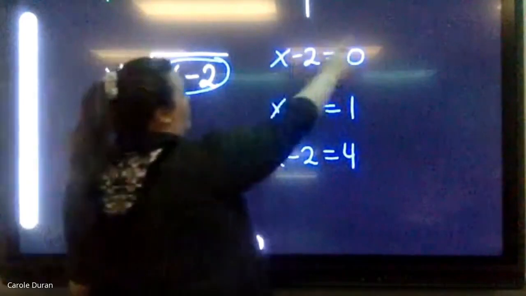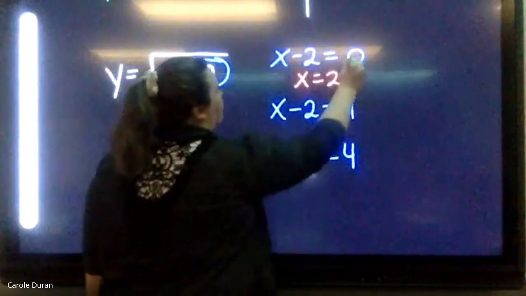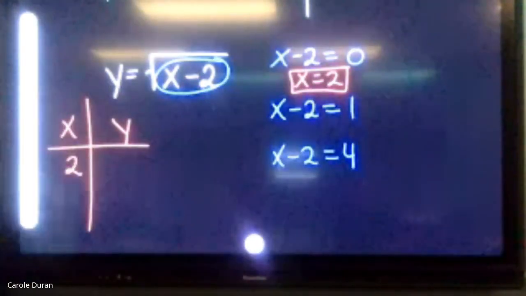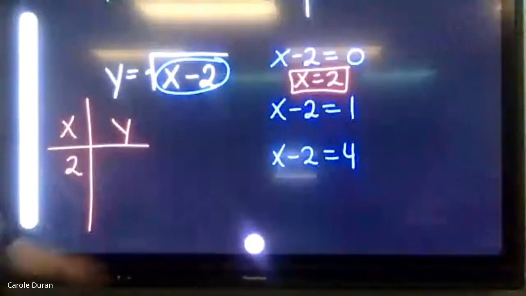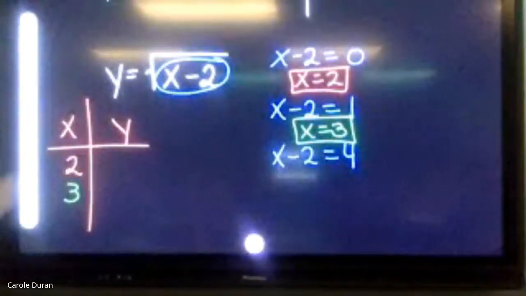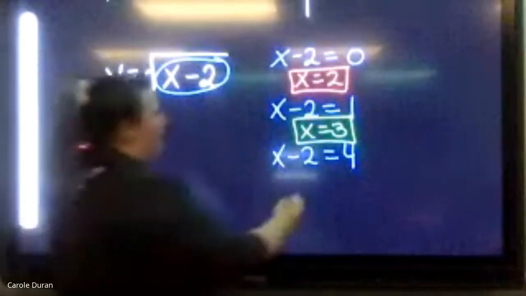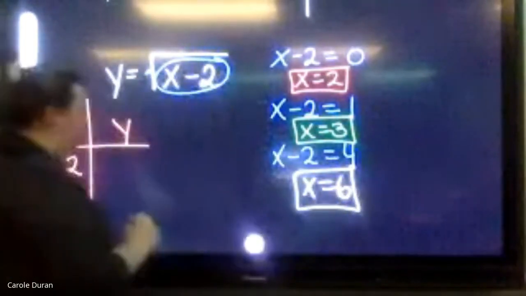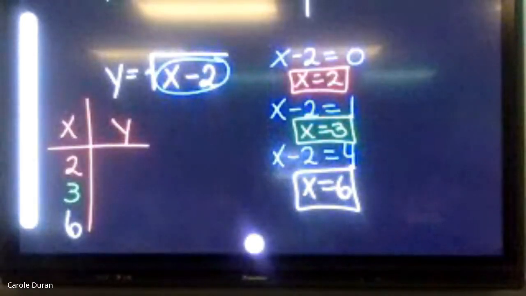So on this one, I would add 2 across, and I get x equals 2. So that's one of the x's that I'm going to be plugging into this function to graph it. Same next one, I add 2 across, and I get x equals 3. That's another one of the x's. And then I do the same thing on the bottom, and I get x equals 6, which is the third x value that I'm plugging into the function. So instead of plugging in 0, 1, and 4 here, I'm plugging in 2, 3, and 6.